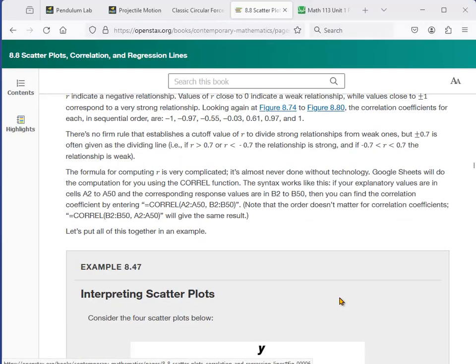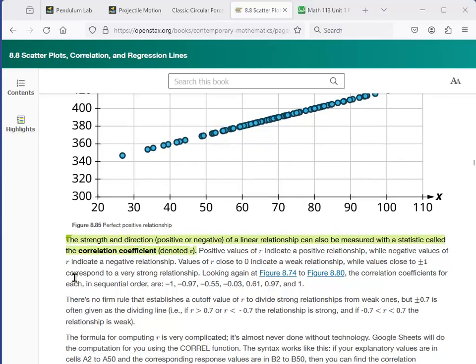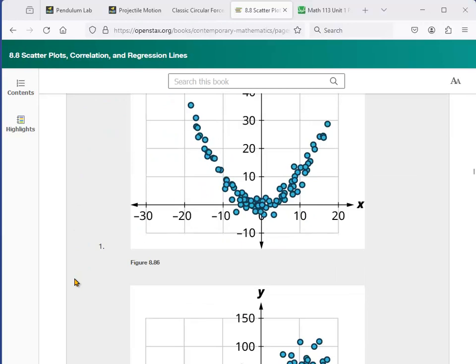I'm looking for my other comments here. So there's one, strength and direction of linear relationship, and I'm also doing nonlinear relationships, that means curves. Can be also measured with statistics called the correlation coefficient, which I usually call R squared, actually. And I also use the words regression coefficient for that. So we look at that.